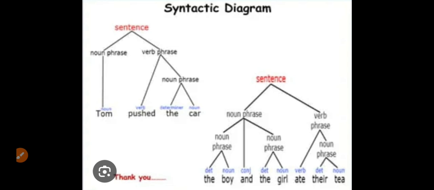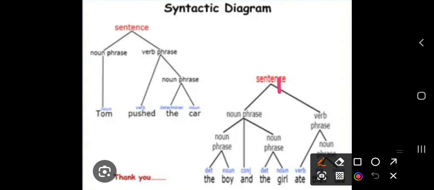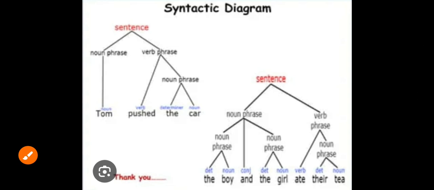Now another example: the boy and the girl ate their tea. Interesting example. How tea can be eaten, I don't know, but the sentence is framed this way. Definitely your first step is that the sentence is divided into subject and predicate. Subject is a noun or noun phrase. Noun means a single word, and noun phrase is a group of words. But sometimes a single word is shown as a phrase.